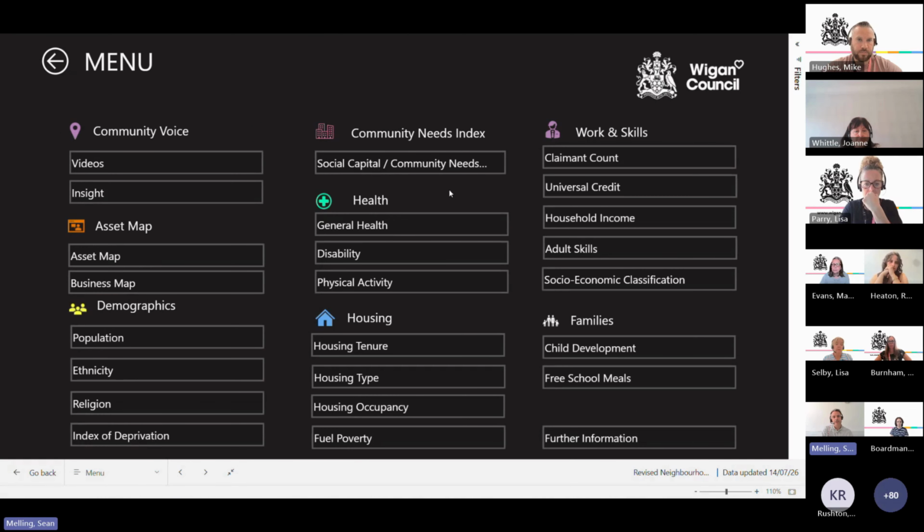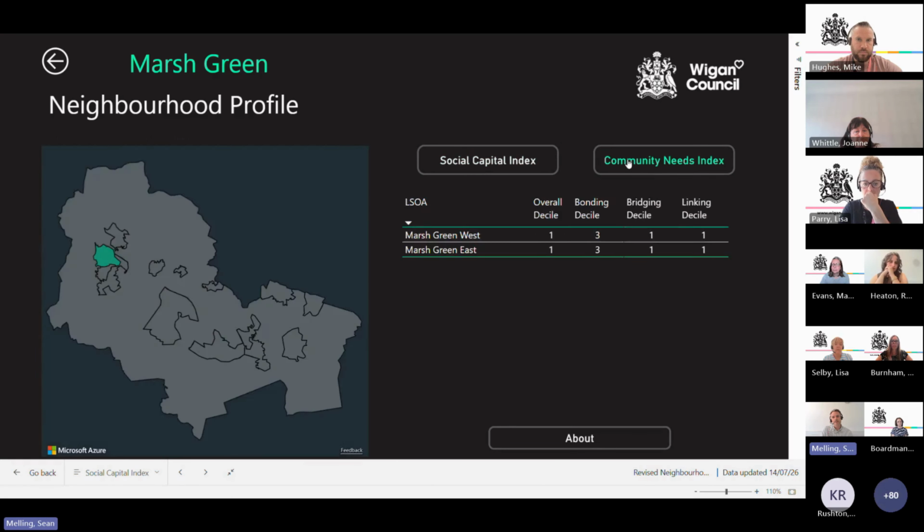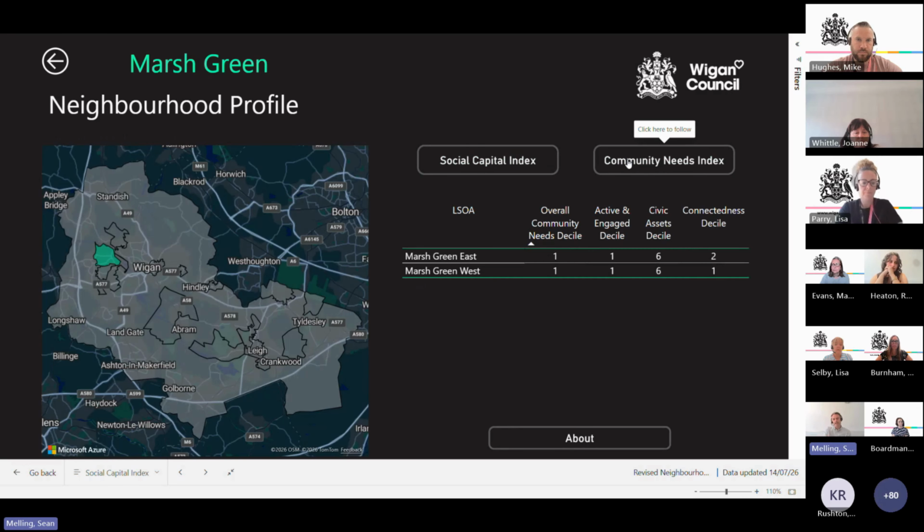And then I just wanted to touch on Community Needs Index. So if I select this, Community Needs Index, this is something that's been developed by our research partner, 3NI. And they've been doing a lot of work with national government actually to understand how to profile areas in terms of where they might need support. But it doesn't look at deprivation, it looks at assets as well, so it's much more balanced.